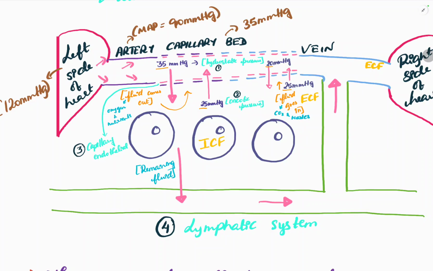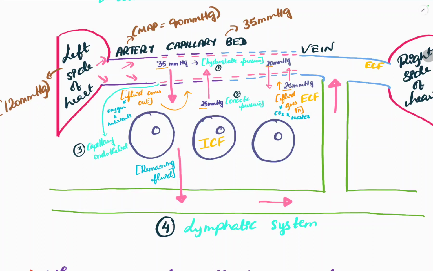So this is about the hydrostatic and oncotic pressure. Again, there's something called the capillary endothelium in play, which we'll be seeing later. And coming to the lymphatic system, there is still going to be a little bit of fluid which is going to remain in the interstitium, because the pressure difference here and the pressure difference here is not the same, right? So there's going to be a little amount of fluid that's going to remain in the interstitium.